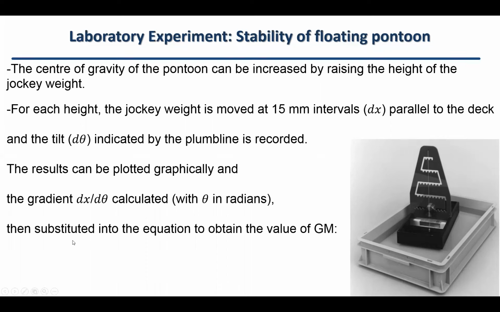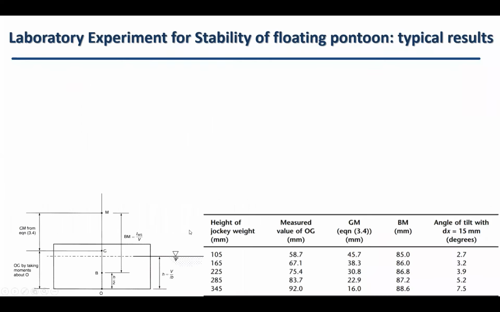And just bear in mind, if you substitute this ratio in this formula, we know that W is the total weight and w is the jug weight. Here we can easily calculate the GM. Okay, so let's look at some typical results.